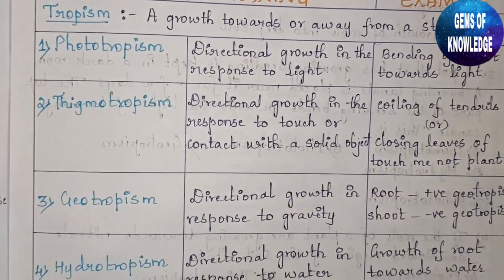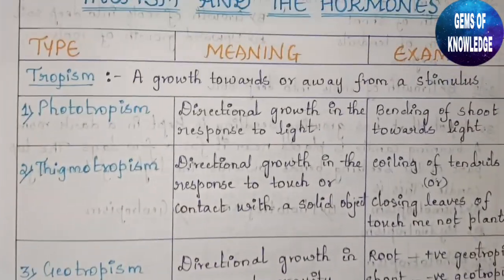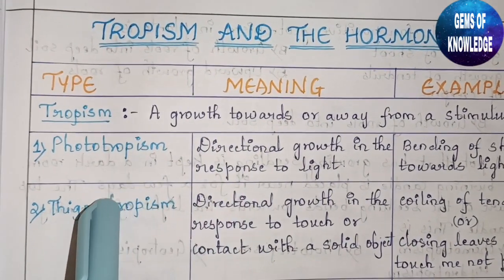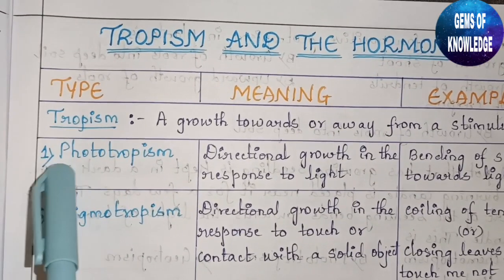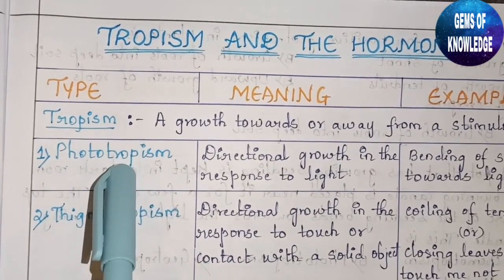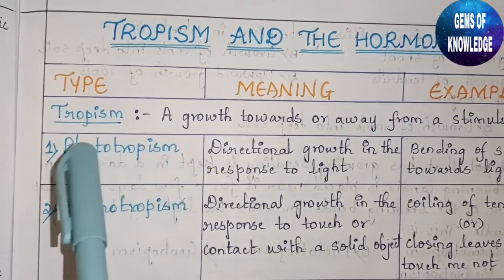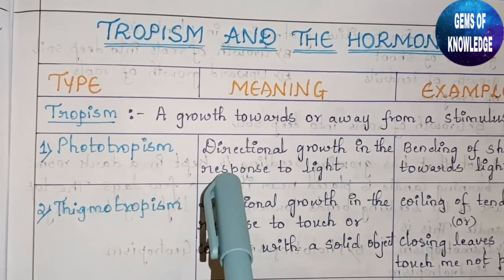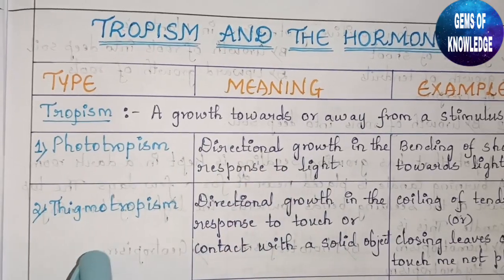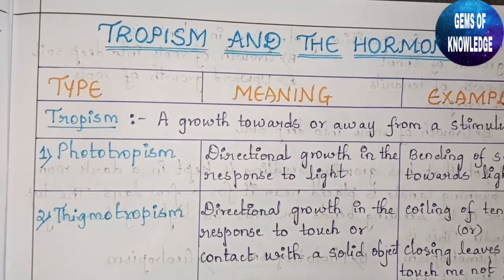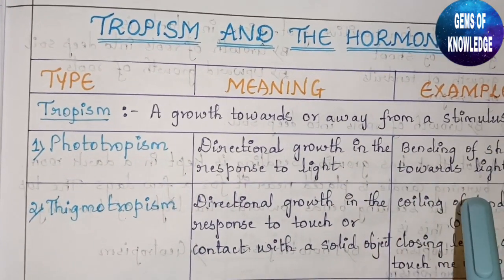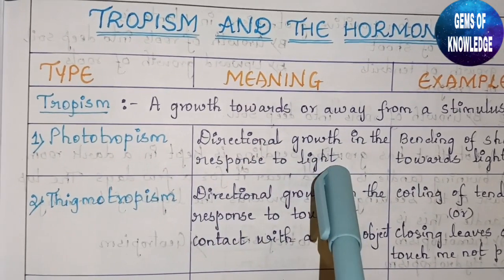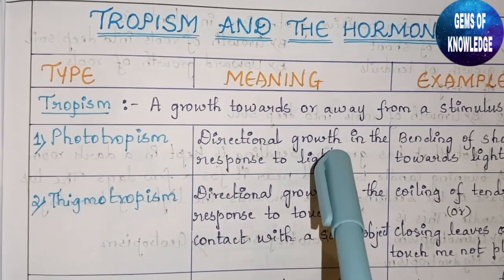There are 5 types of tropism as you can see here. The first one is phototropism. What is phototropism actually? Photo is related to light. In science, photo is nothing but light. So it is directional growth in response to light. When light falls on a plant, the plant tries to move towards the light. That is the directional growth of that particular plant in response to that light.